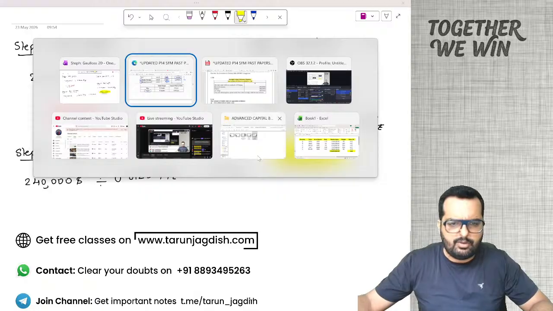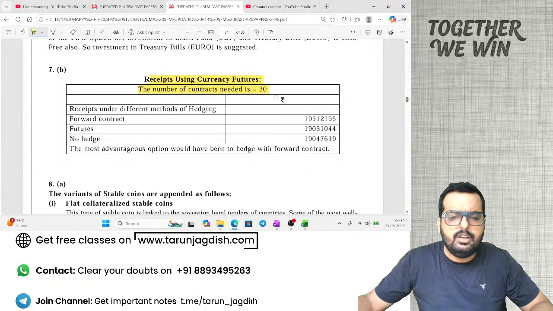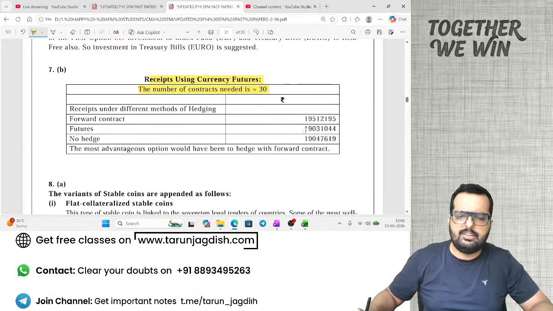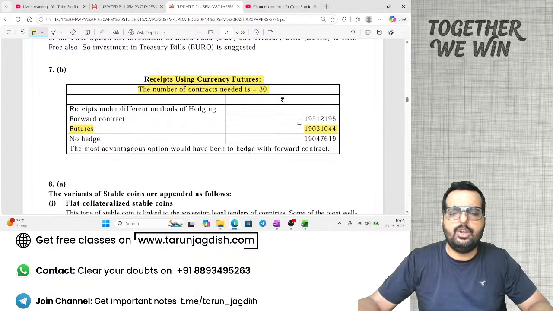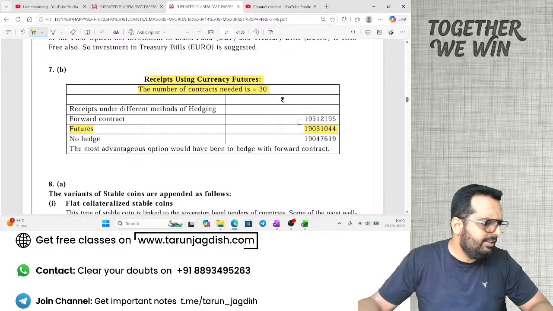1,90,47,619. They have clearly given the number of contracts needed is 30. So what we have done is correct only, friends. Let's not create any confusion for you. This is the right answer. It's just a rounding difference that they have got compared to what I have done over here. Everybody clear with this part, friends?